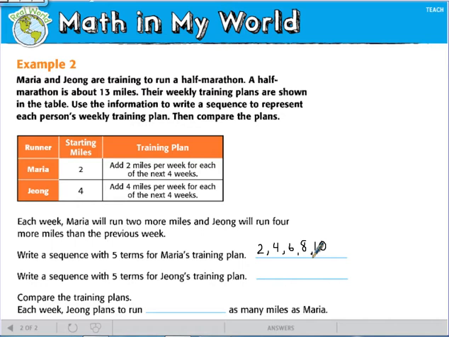Okay, so now we're going to go to Zhang's. And Zhang's is starting at 4. And they're going to add how much each time? 4. So 4 to 8, to 12, to 16, and 20. That gives us 5 numbers.